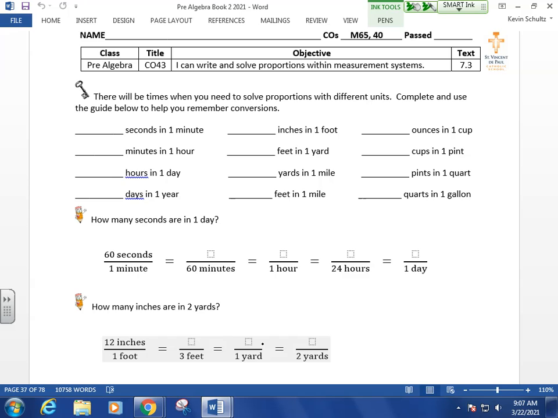Okay, so we're going to fill out this table here. This table can go on a help sheet, which I highly recommend that you do, unless you've got all these conversions memorized, which you might, but if not, then a help sheet will be very helpful. So how many seconds in a minute? How many seconds in a minute, Aiden?